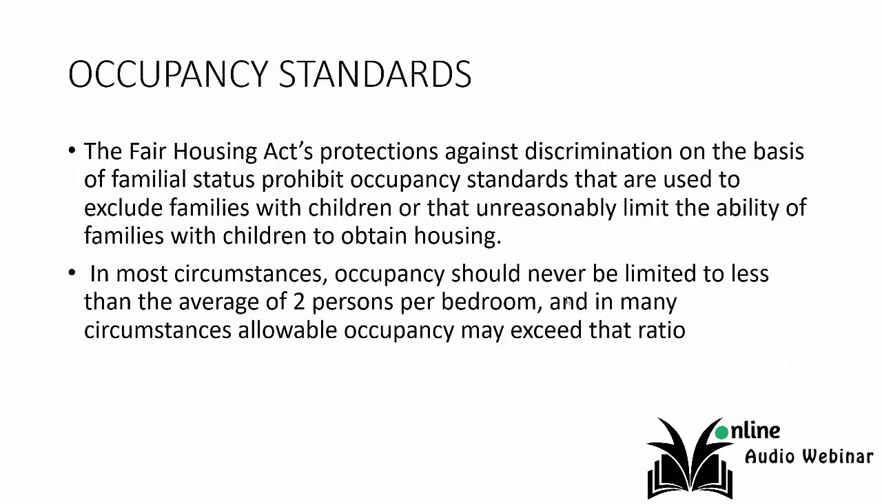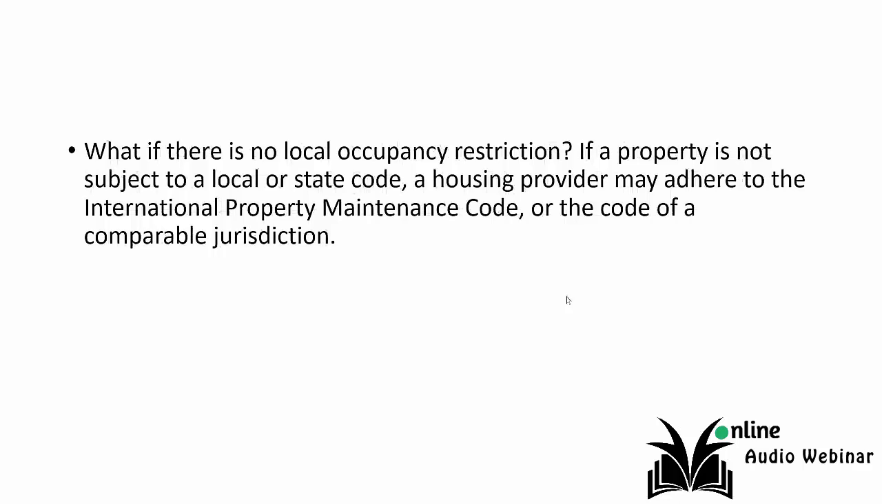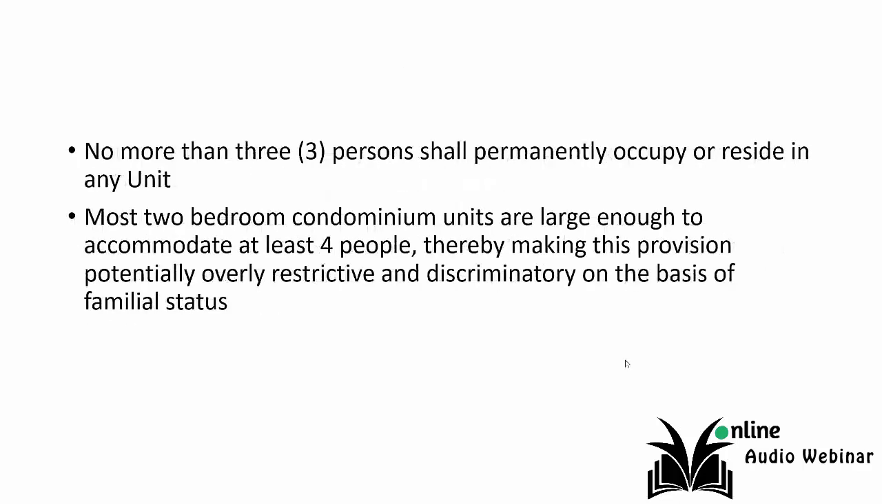Fair Housing Act's protections against discrimination on the basis of familial status. What is considered a reasonable occupancy standard? What if there's no occupancy restriction? If the property is not subject to a local or state code, a housing provider can set limits. Example: no more than 3 persons shall be permanently occupying or residing in any of the units.